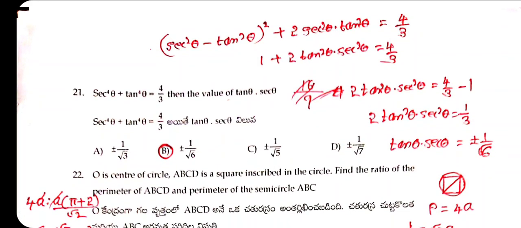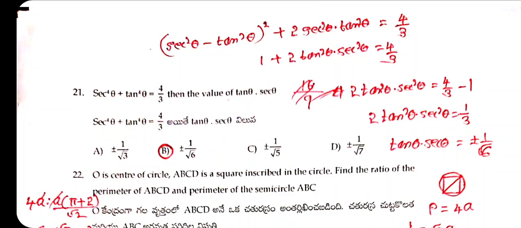And one more thing. Secant power 4 theta plus tan power 4 theta is equal to 4 by 3. Then find the value of tan theta into secant theta. See here, we know very well a square plus b square is (a minus b) whole square plus 2ab. So that is the only formula I have used here. Secant square theta minus tan square theta whole square plus 2 secant square theta into tan square theta is equal to 4 by 3, they have given.